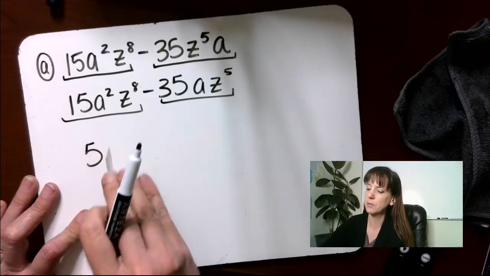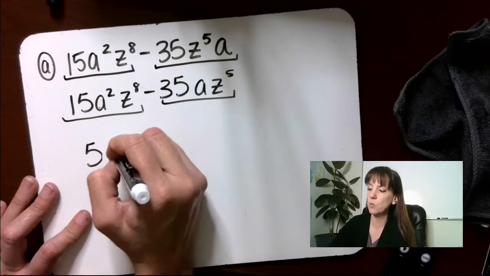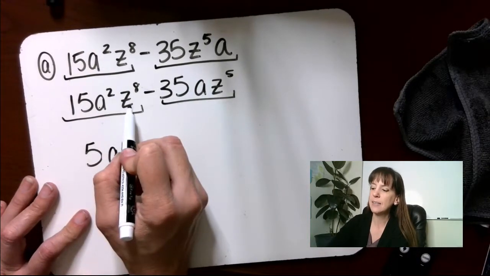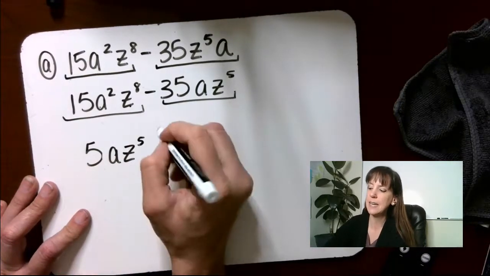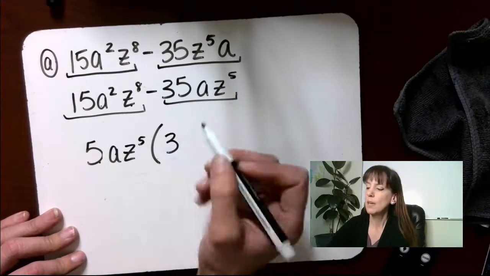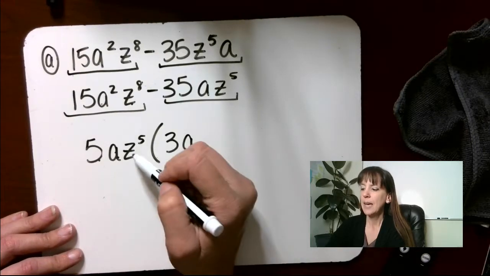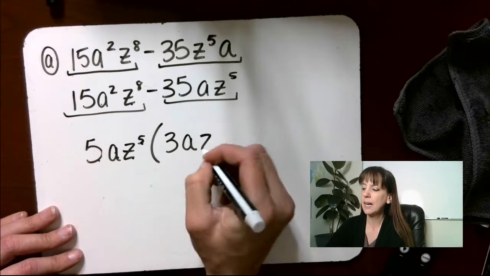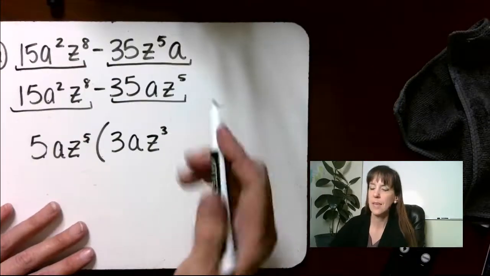Oh, oops, and then we got to deal with the rest of it. I have a2 and a to the 1, so the most I can take out is 1a. Z to the 8th and z to the 5th, the most I can take out is 5 z's. Now, multiply. What do I need to multiply 5 by to get 15? 3. What do I need to multiply a by to get a squared? Just another a. Z to the 5th times z to the 3rd will give me z to the 8th.